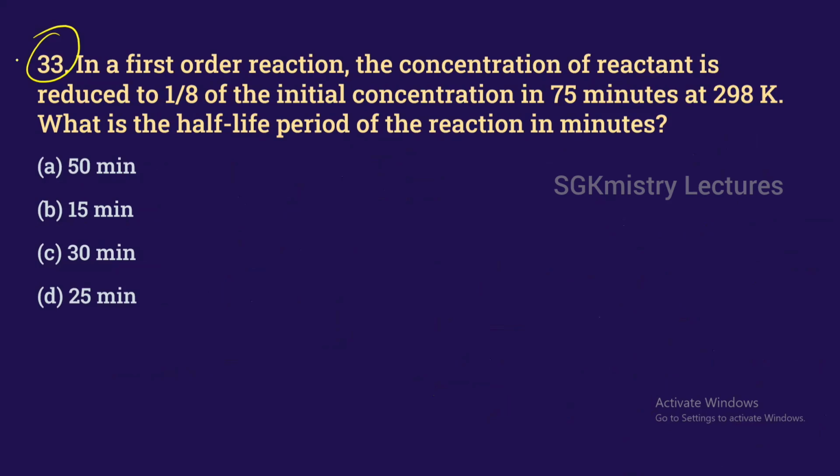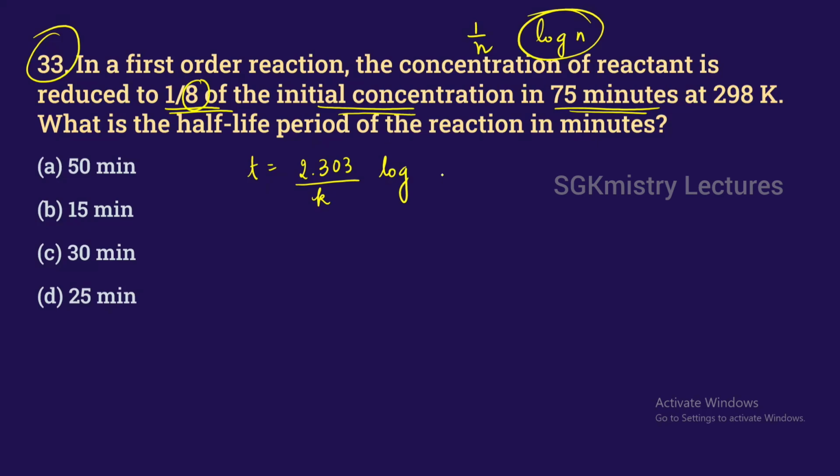Now next, question number 33. In a first order reaction, the concentration of the reactant is reduced to 1/8 of the initial concentration in 75 minutes. Okay, so we have the particular formula. This also I have explained in the explanation video. So whenever the fraction is given, we have T is equal to 2.303 by K, directly taking log of that. Now, if it is 1/n, you're directly taking it as log n. So here I'm taking it as log of 8. So T is 75 minutes and temperature is given at 298 Kelvin. What will be the half-life period?